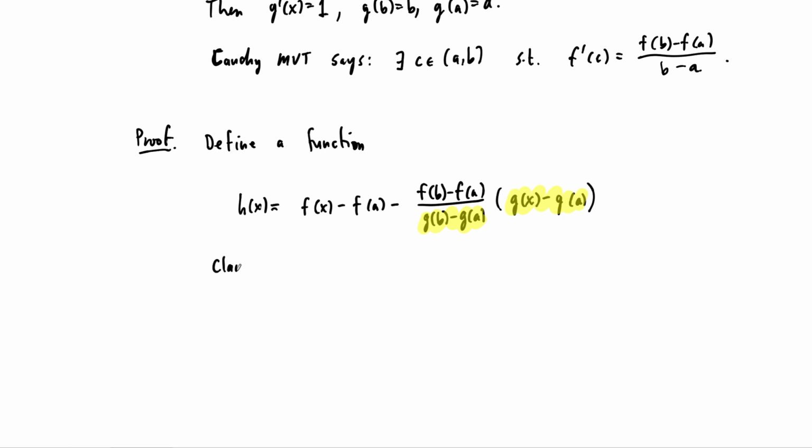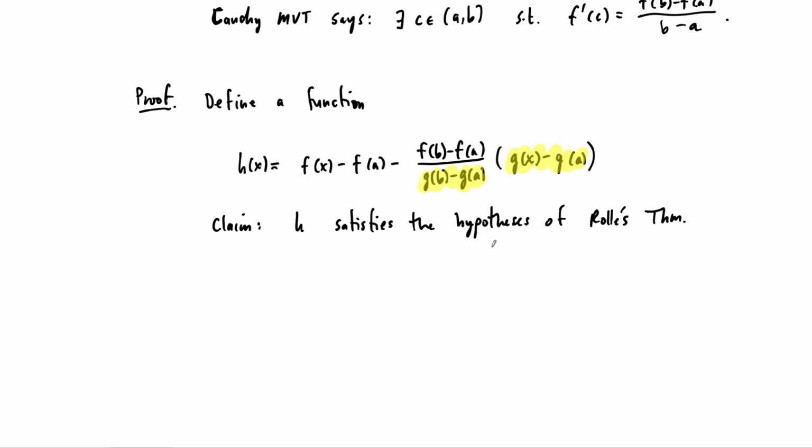Now what we have to do is check this function. I'm going to claim that h satisfies the hypotheses of Rolle's theorem. And again, this is the same way that we prove the MVT. So for h to satisfy the hypotheses of Rolle's theorem, h should be continuous on the closed interval. Well, is it?